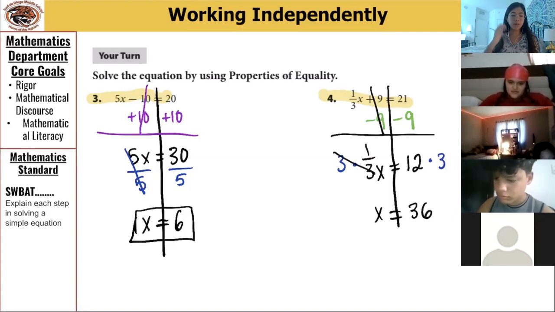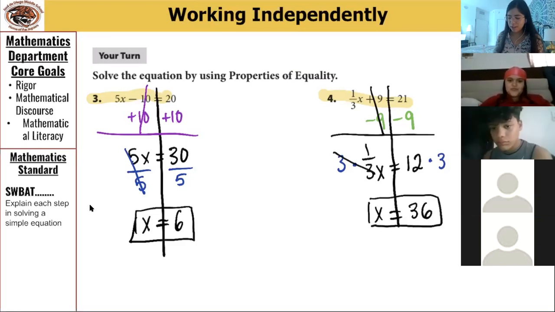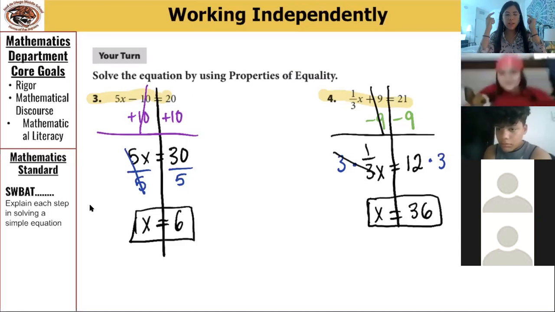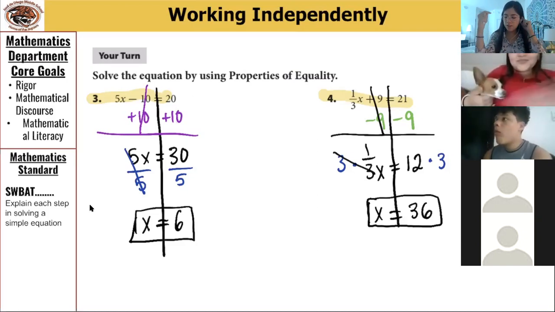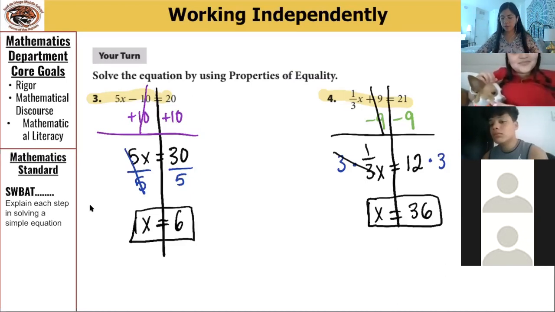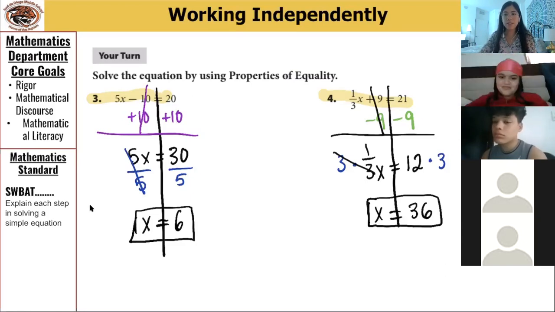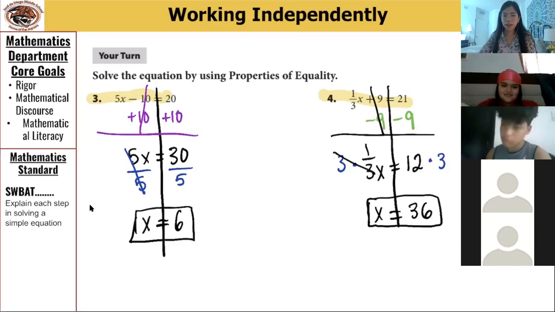I saw a few, actually a lot of people wrote that the answer was 4. That means that you divided by 3. So just make sure that we're using the correct operations. Always think about what is the opposite. You're not the only one, but just remember going forward that if you see a fraction, that's division, so you're going to want to multiply instead.